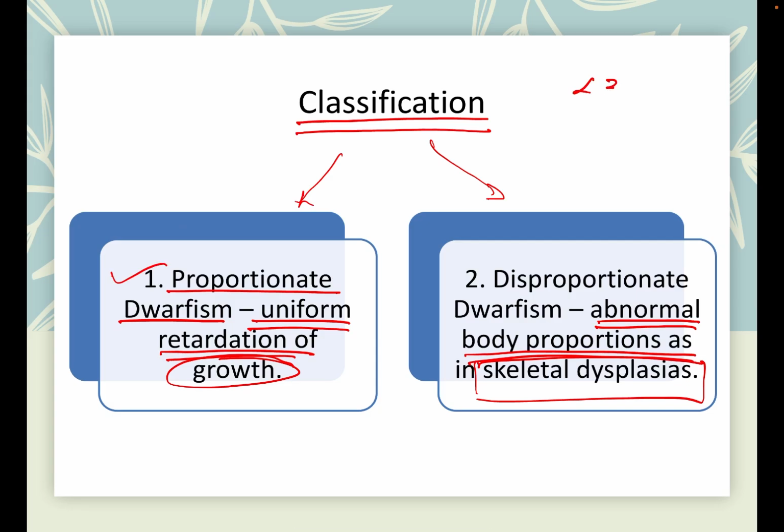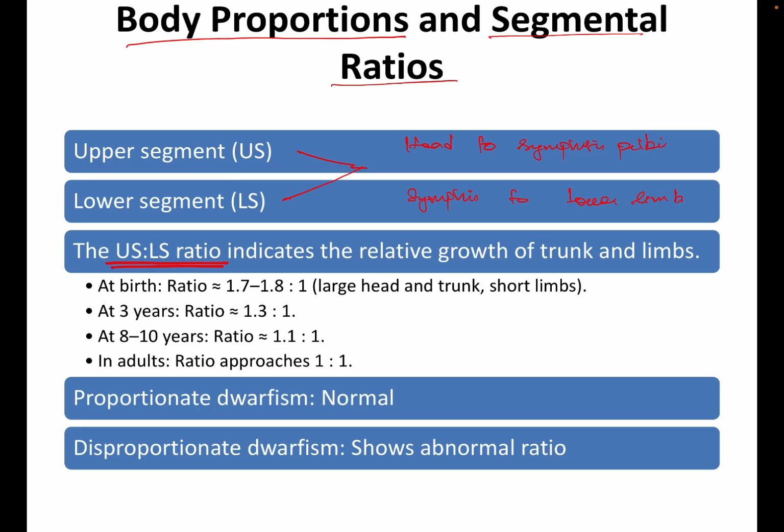Here, though the child technically lies below the third percentile, the ratio between the upper body and the lower body will remain normal for that particular age. Actually, for every age, this will vary. So how much will it vary? At birth, the ratio is 1.7 to 1.8 is to 1. In a 3-year-old child, it is about 1.3 is to 1. From 8 to 10 years, it is roughly 1.1 is to 1, and by adulthood it reaches 1.1. This ratio is maintained in proportionate dwarfism, whereas in disproportionate dwarfism, it will show an abnormal ratio, which will usually be lower.